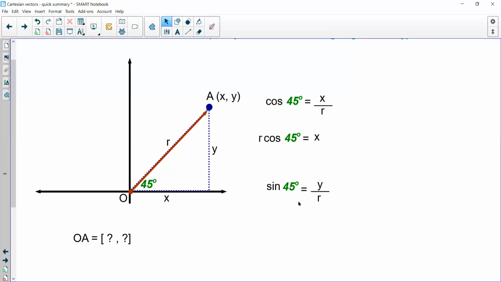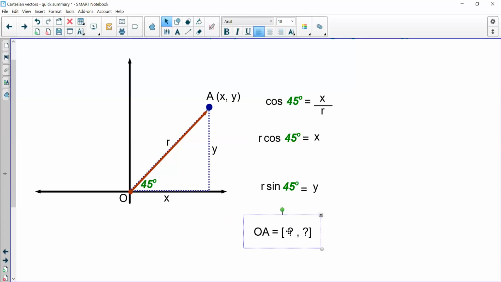And then the same thing can apply to sine. So without having to copy and paste, I'll just multiply both sides by r, and then get rid of that little division sign. We don't need that. So now we've got a way of writing the y value.